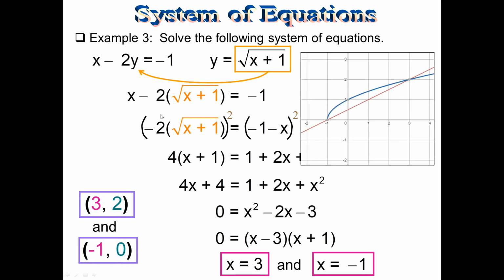Well, if you were to graph them, so here's the linear function. This is the square root function. This is what square root functions look like graphed. So we've got 3, comma 2, and we've got negative 1, comma 0. And that's where they intersect. Okay, so this, of course, is the hardest one. It involves some quadratic stuff.